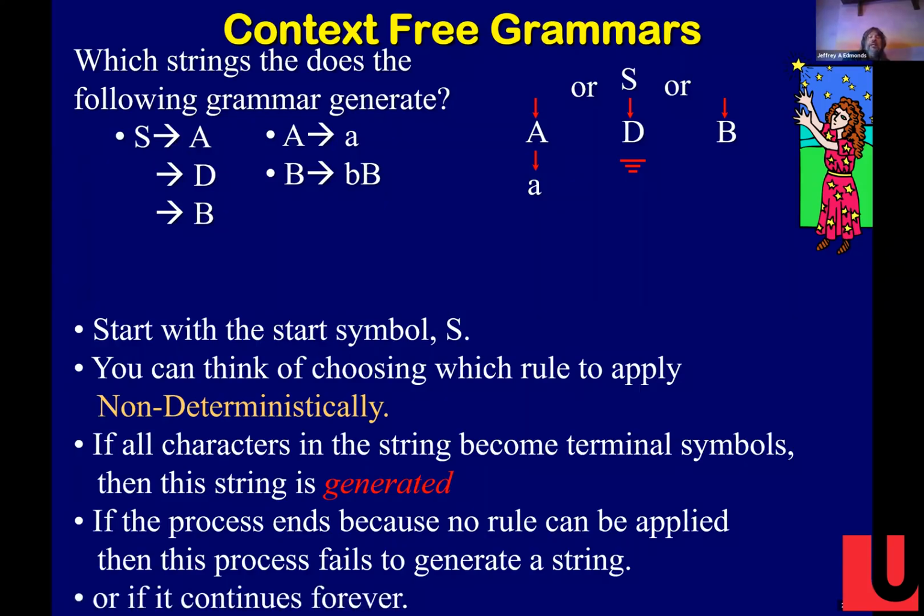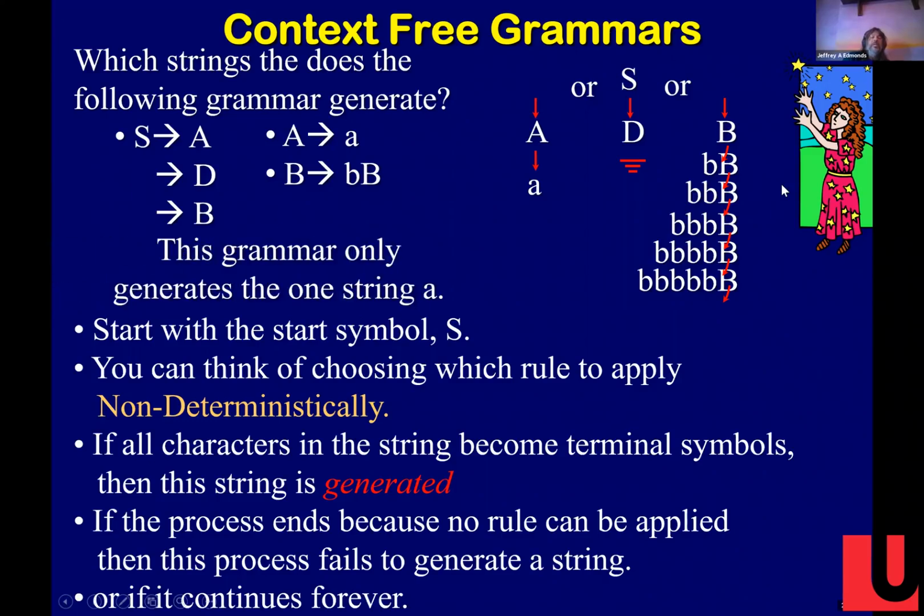And what does B generate? Well, you can see B keeps putting out little b, big B, little b, big B, but never does it get rid of that big B, right? So that is not actually generating anything. So the only string that this grammar generates is the single character a. People kind of understand that funny example?